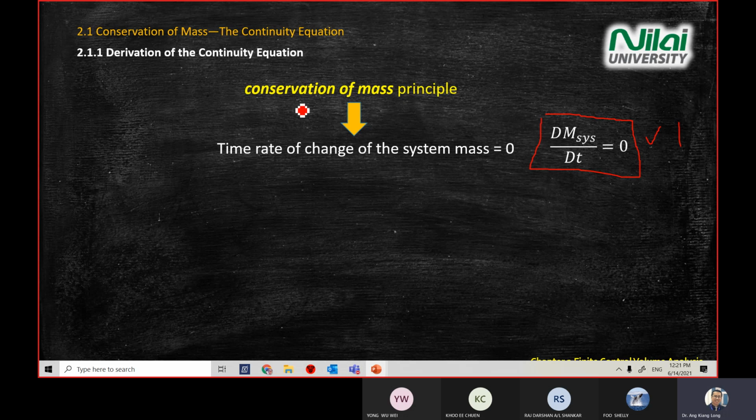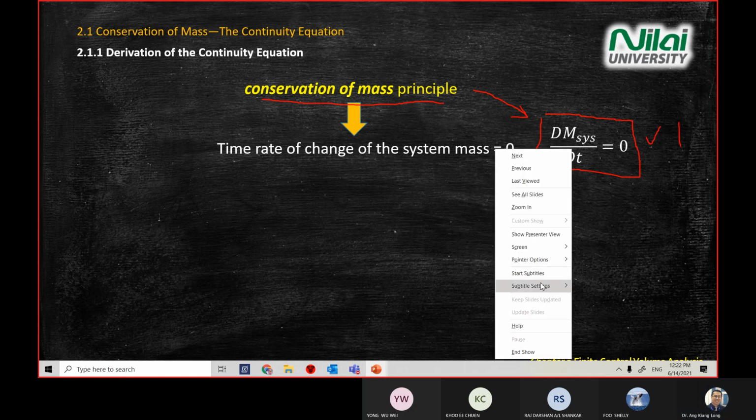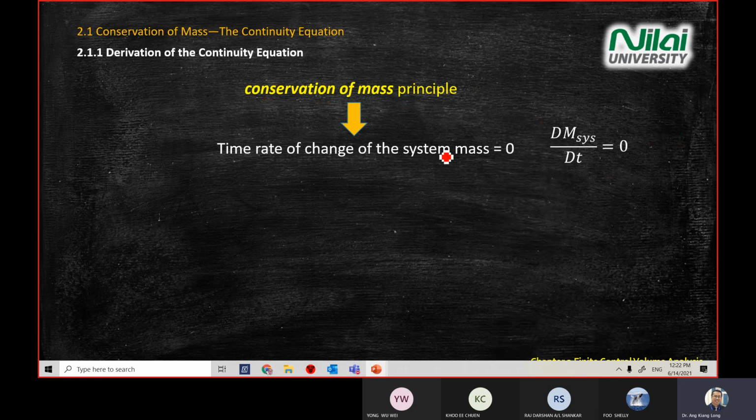If the question asks you to solve using the conservation of mass principle, the first equation on your answer sheet, we are expecting you to write dm over dt equals 0, just to show that you understand the definition of the conservation of mass principle. You write it somewhere in your answer sheet for that particular question, you get 1 mark before you solve. All right. So far, we're still at the conservation of mass principle.